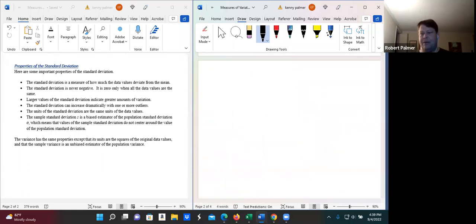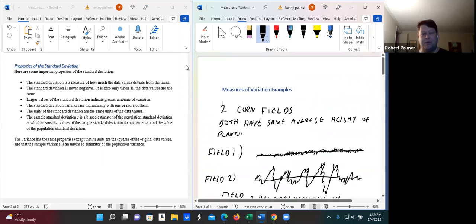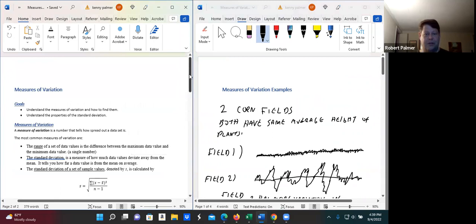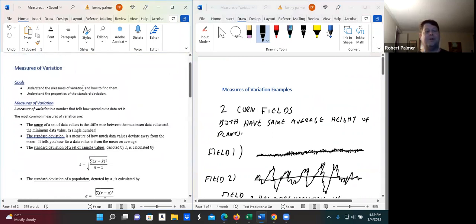So what we've learned today are basically the basic measures of variation, which the ones we'll see the most are the range and the standard deviation, also the variance. Our goal is to understand these measures of variation and how to find them. We did that. And also understand the properties of the standard deviation. We discussed those. So have a good day.